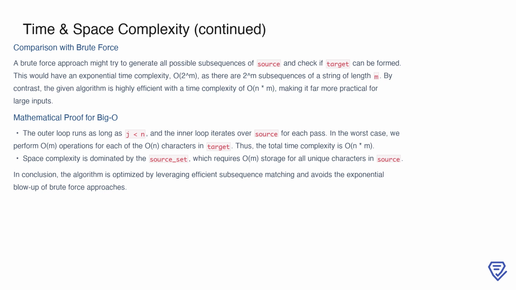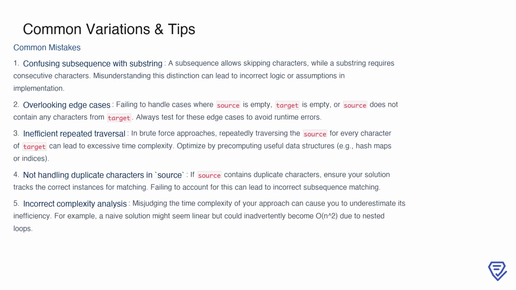When solving this problem, there are several common mistakes to watch out for. First, it's crucial to understand the difference between a subsequence and a substring. A subsequence allows you to skip characters, while a substring requires all characters to be consecutive. Confusing the two can easily lead to flawed logic in your implementation. Next, don't overlook edge cases.